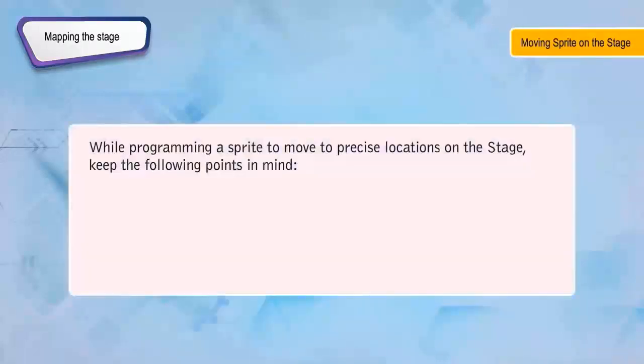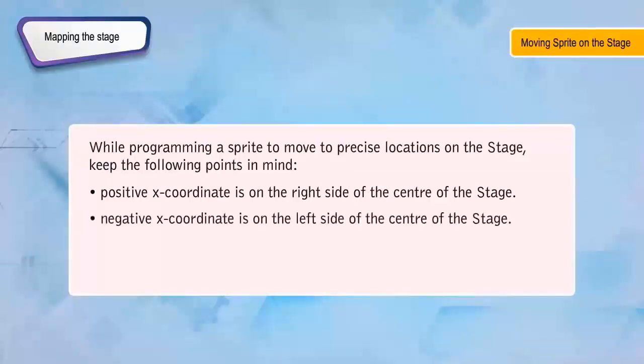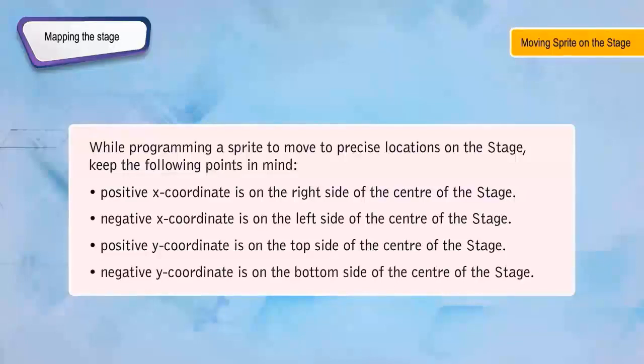Moving a sprite on the stage. While programming a sprite to move to precise locations on the stage, keep the following points in mind. A positive x-coordinate is on the right side of the center of the stage. A negative x-coordinate is on the left side of the center of the stage. A positive y-coordinate is on the top side of the center of the stage. A negative y-coordinate is on the bottom side of the center of the stage.